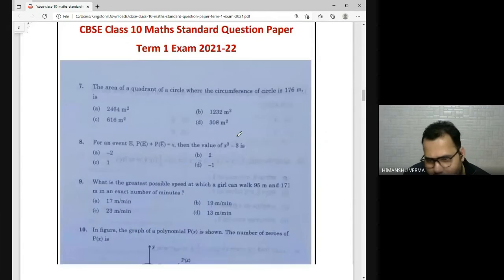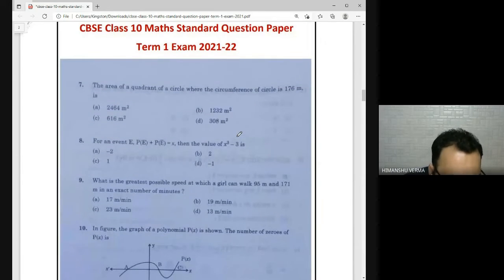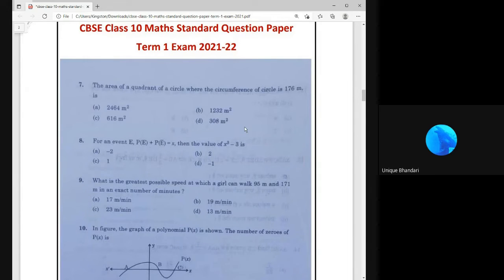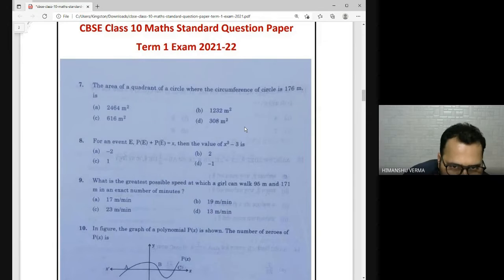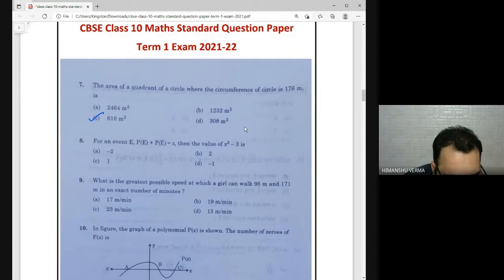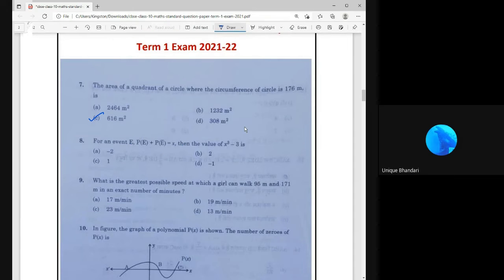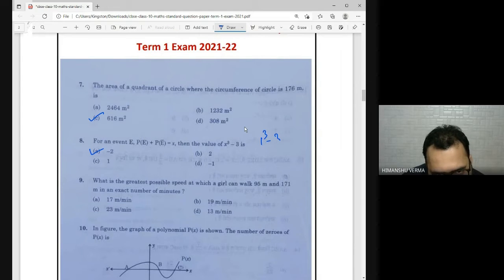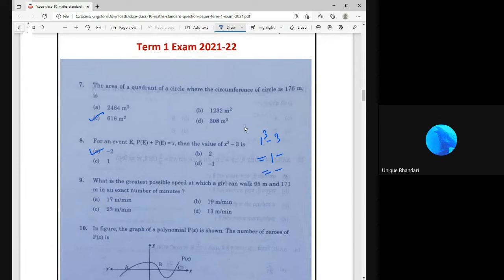Let's mark it now, we will discuss it later. Okay. The area of a quadrant of a circle, tell me what is this? Seventh one, I skipped, sir. Okay, but the answer will be C. So do it on your own and we'll discuss. For P of x, x is 1. Tell me, answer is -2, A. It is a very simple question, because 1 cubed minus 3 is minus 2.